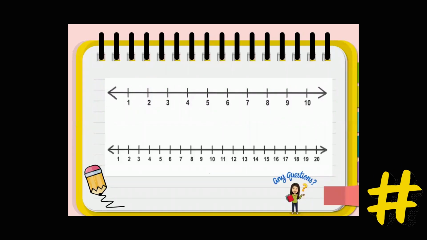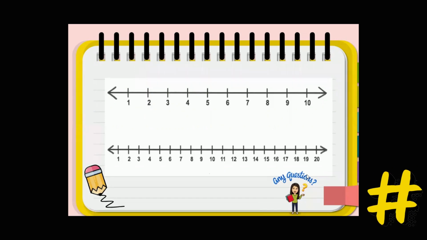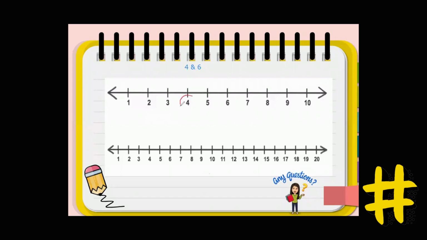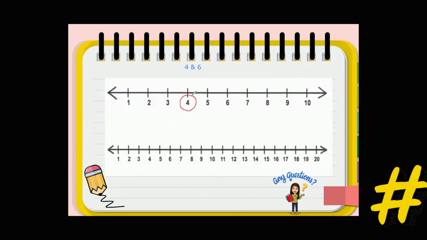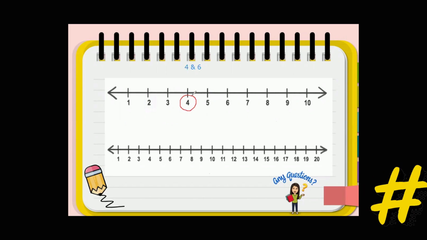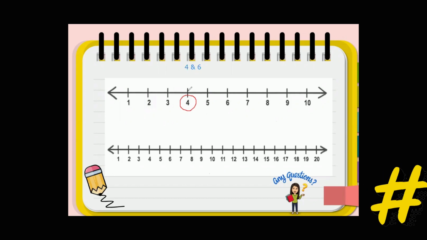We can also use a number line to carry out addition. To find the sum of 4 and 6, let's see. The numbers are 4 and 6. We start at the first number. So our first number is number 4. And the second number tells us how many times we have to jump. Since we are adding, we are going to move forwards, or we can say that we are moving to the right. So how many times?